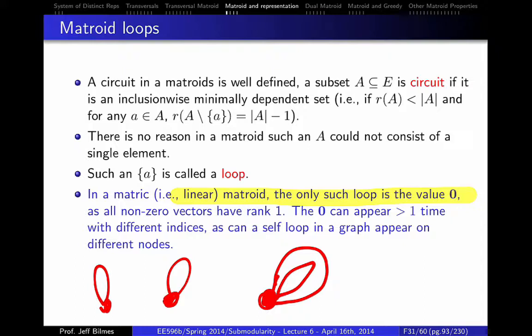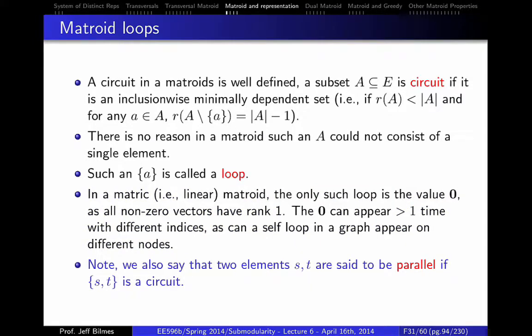So it doesn't really matter what vertex a loop is incident to. You could stick all of the loops and add them onto one vertex. You could have a whole bunch of loops there if you wanted to in your graphic matroid. The other thing we say is that if 2 elements themselves form a circuit, then we say that they're parallel. And this corresponds to parallel edges in a graph. This would be a non-simple graph.